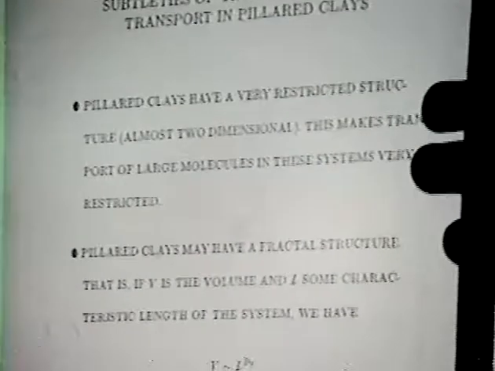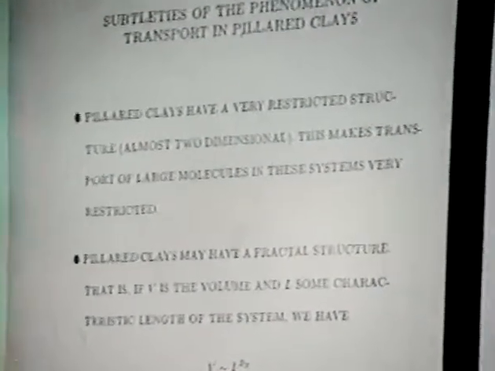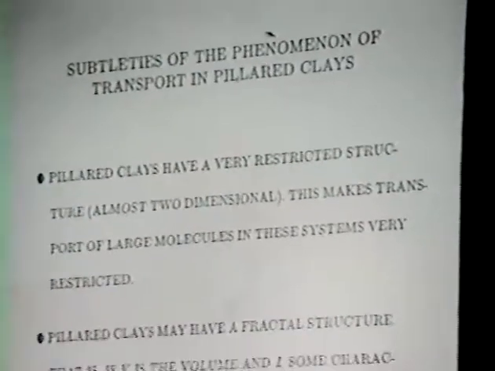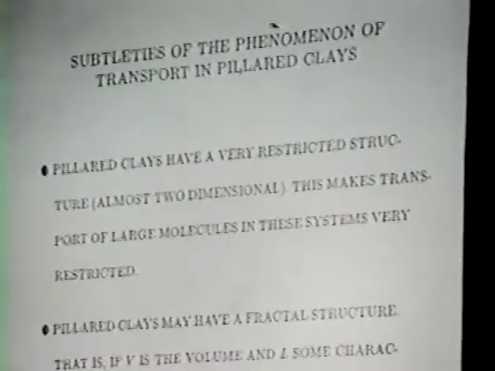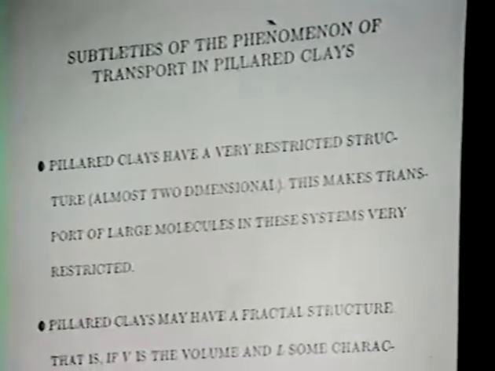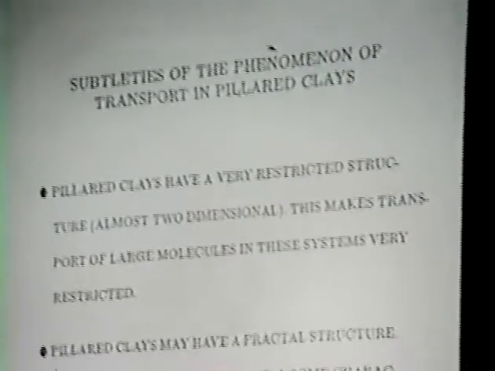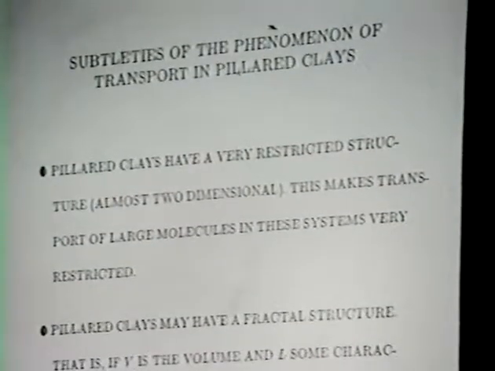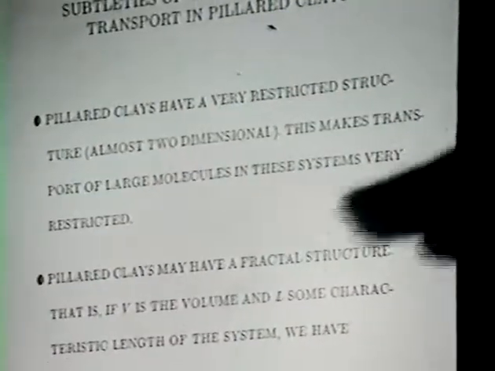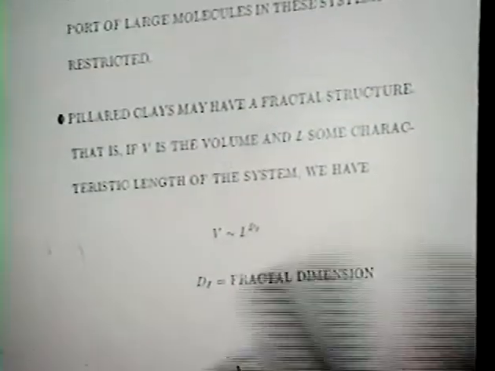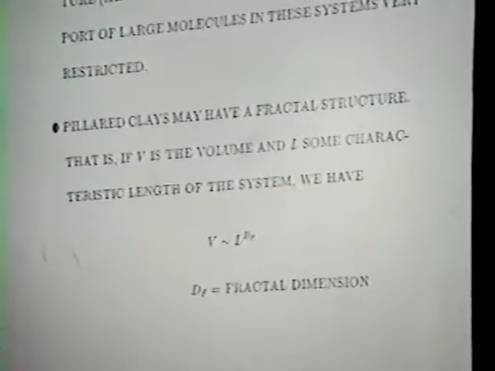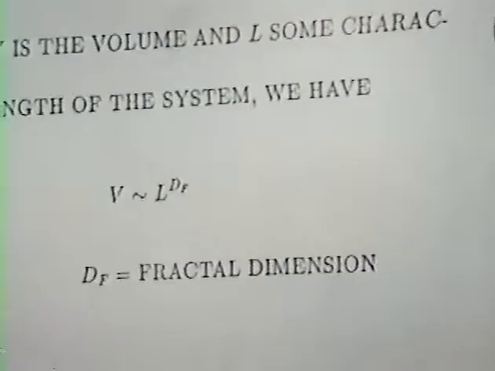Now, although they look very structured and very simple, there are some subtleties of transport phenomena in pillar clays. First of all, as you notice, they have a very restricted structure. They are almost two-dimensional. Second, they may have a fractal structure. What it means is that if you take the volume of the pillar clays and try to correlate it with some length scale in the system, then you have a relation that V goes like L to the power dF, where dF is called the fractal dimension.